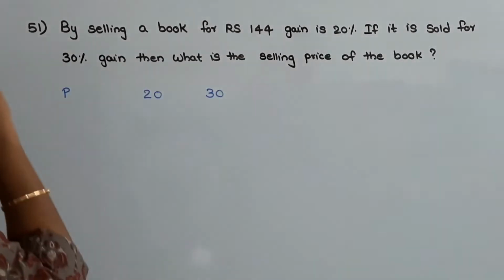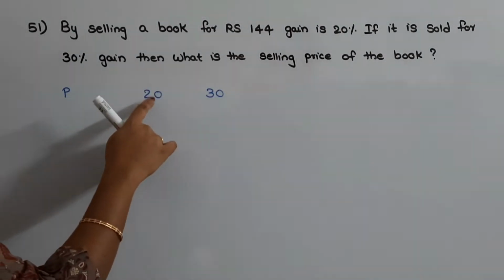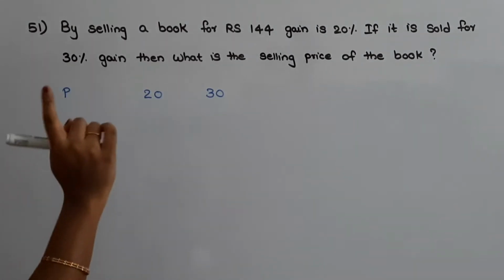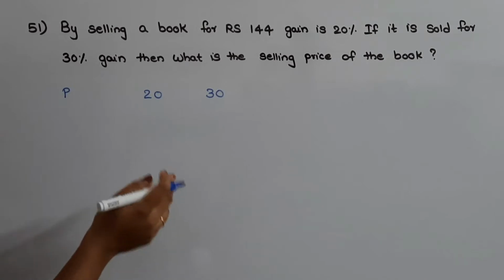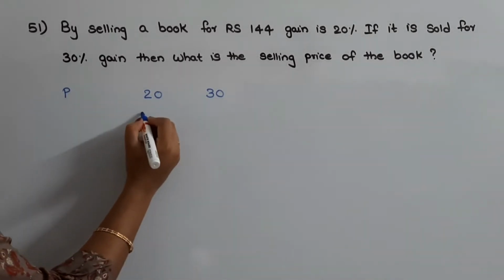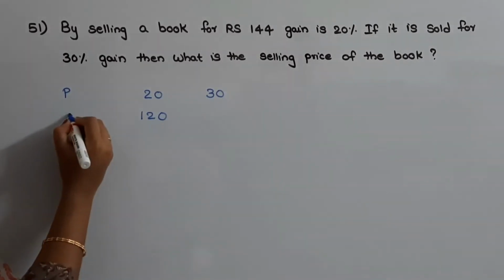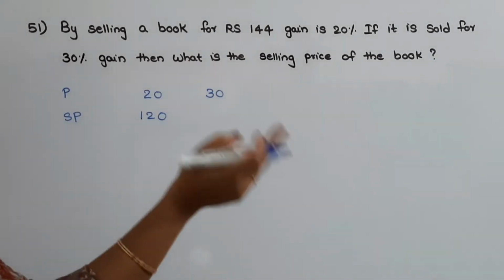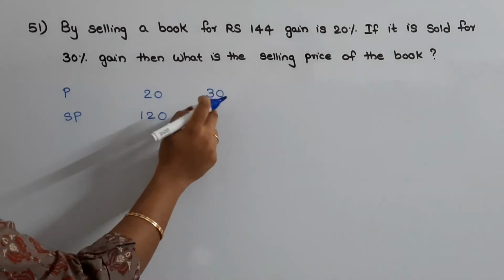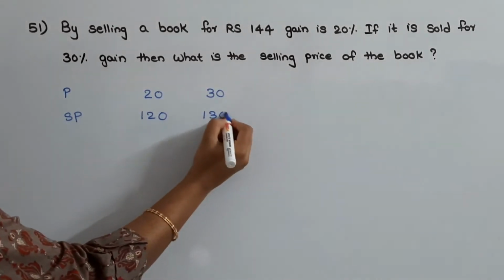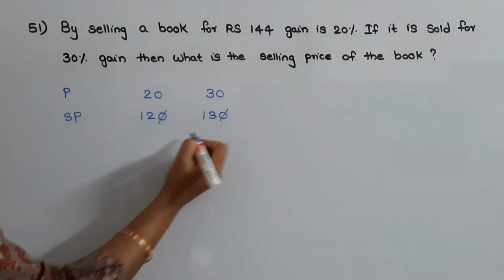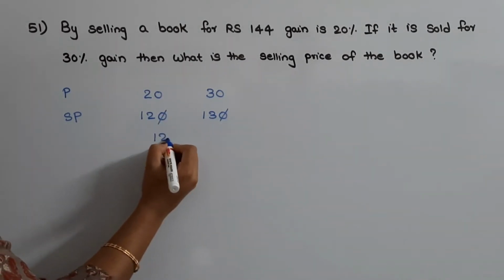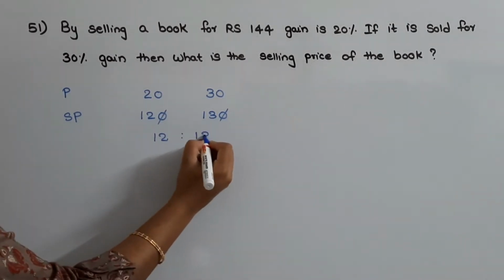Okay. So when profit percentage is 20 and cost price is 100, what will be the selling price? Selling price will be equal to 100 plus 20, that is 120. Okay. So when the profit percentage is 30 and cost price is 100, then selling price will be equal to 100 plus 30, that is 130. Okay. So let us find out the ratio of the selling price. Okay. So the ratio of selling price in both the cases will be 12:13.